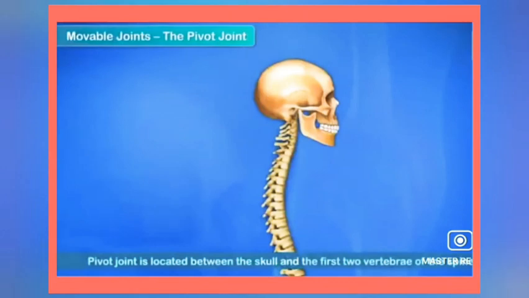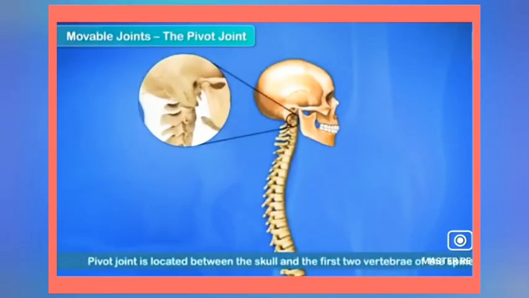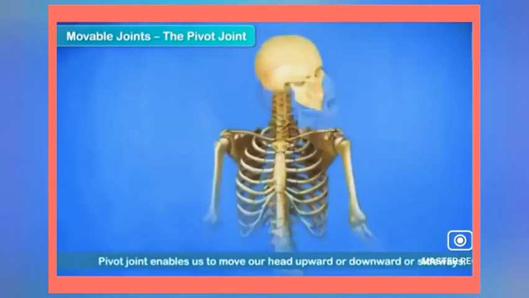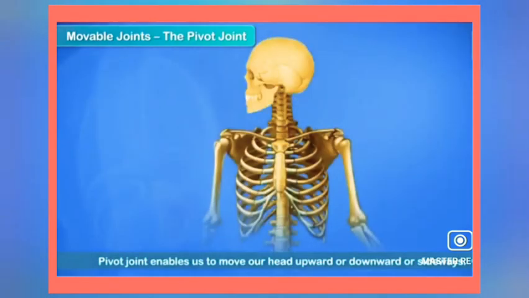The pivot joint. This type of joint is located between the skull and the first two vertebrae of the spine. This joint enables us to move our head upward or downward or sideways.